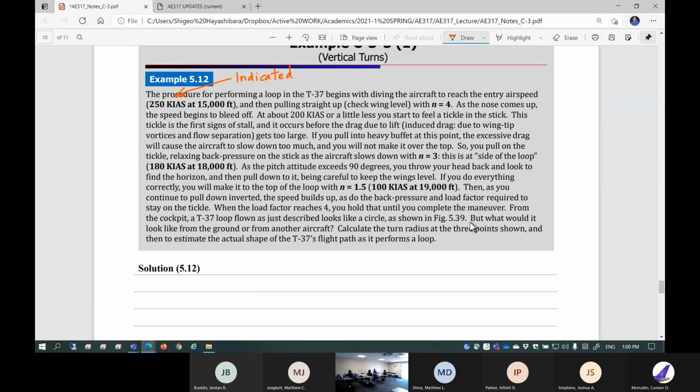So, what is the question anyway? From the cockpit, a T-37 loop flown as just described looks like a circle, but it's not. What would it look like from the ground or from another airplane? That's what you want: calculate the turn radius at 3 points, and then estimate the actual shape. Okay, so that's what you want.